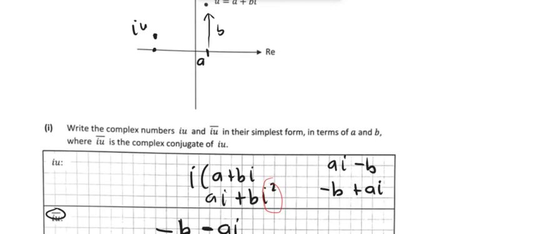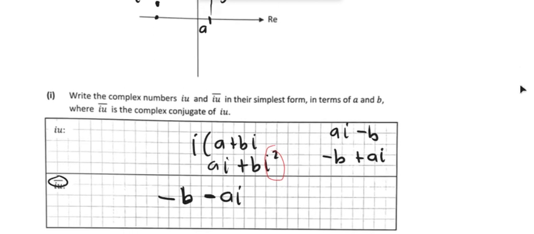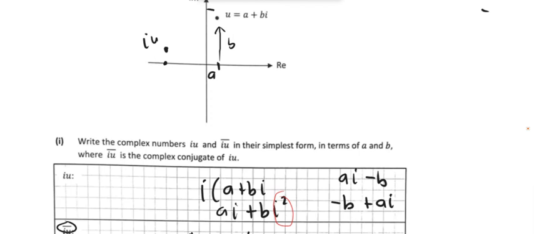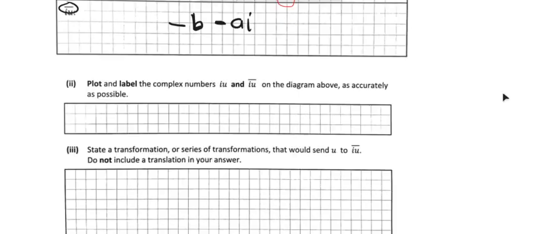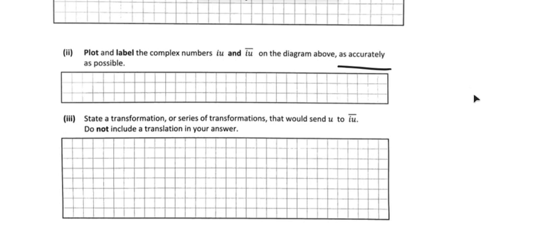Now, second part is the conjugate of it. The conjugate will always be flipping it over the axis, basically. If you don't know that, you can think about it anyway. You go out minus b, the long distance again, but then it's minus a, minus ai, so it'll be down here. So that'll be conjugate of iu. And it says as accurately as possible, so you won't be penalized too much if you don't have it exactly.